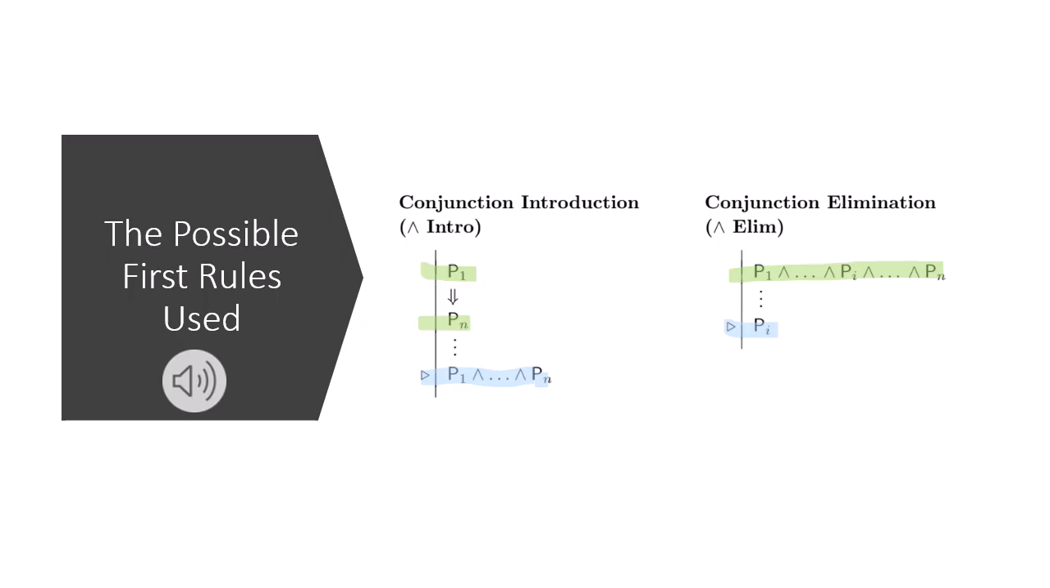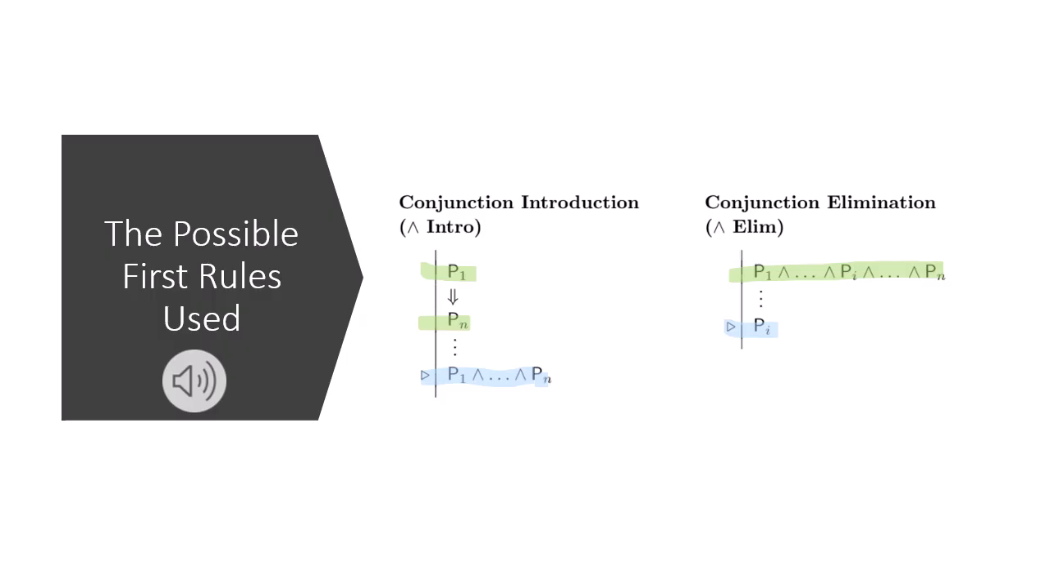Now, if this was the first rule that we had applied, then those sentences in green would be either premises or temporary assumptions within some subproof, and therefore they would be assumptions that were in force at the line at the very bottom. In other words, we can assume that they would be true.